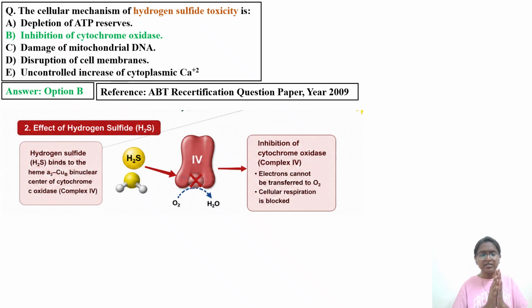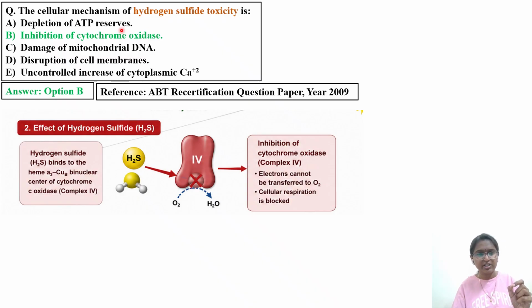Now we'll discuss another gas, which was asked in the ABT recertification, year 2009 only, with respect to hydrogen sulfide. The second gas we are reading is hydrogen sulfide gas. So we'll see what the question is. The question is: the cellular mechanism of this hydrogen sulfide toxicity is. So we need to identify which is applicable to this hydrogen sulfide toxicity.